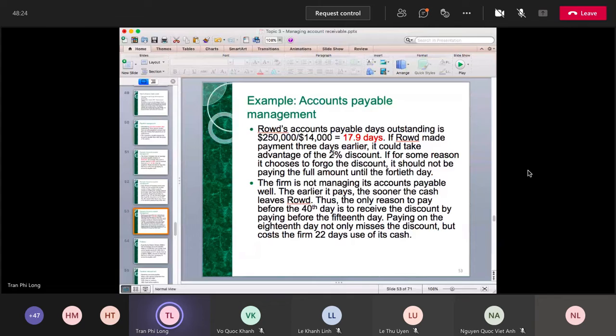And if the company selects to forgo the discount, the company should pay in around 40 days. So this number should be maybe 39 or 39.5 or maybe 40 days. It should not be 18 days. It means that the company pays too early. That's why we conclude that the firm is not managing its accounts payable very well here.